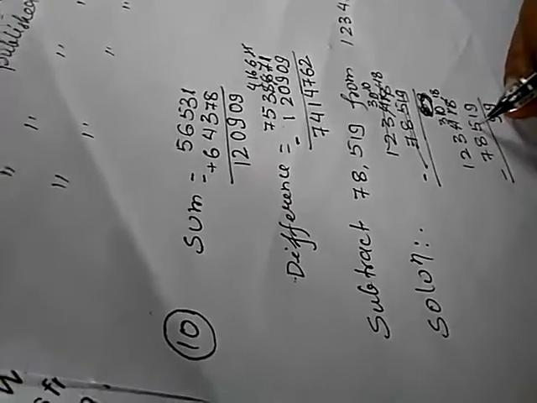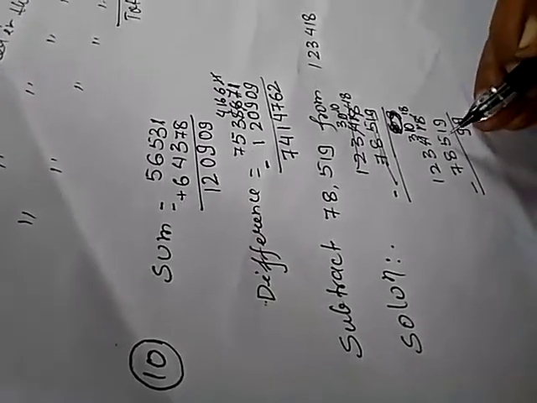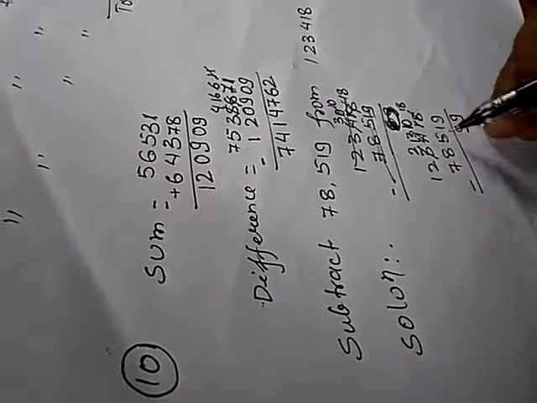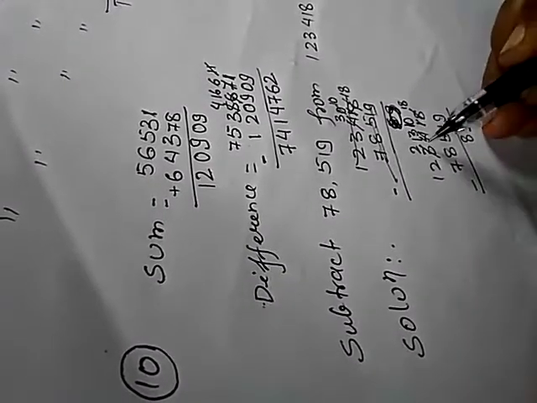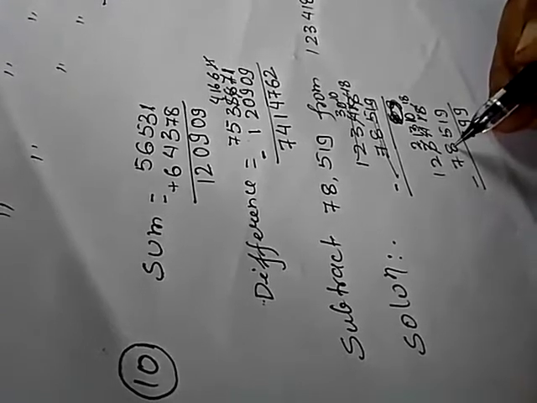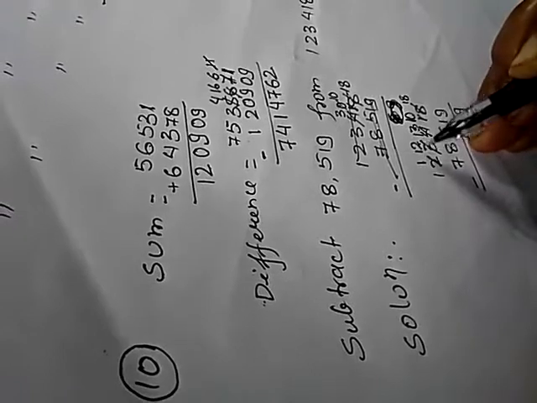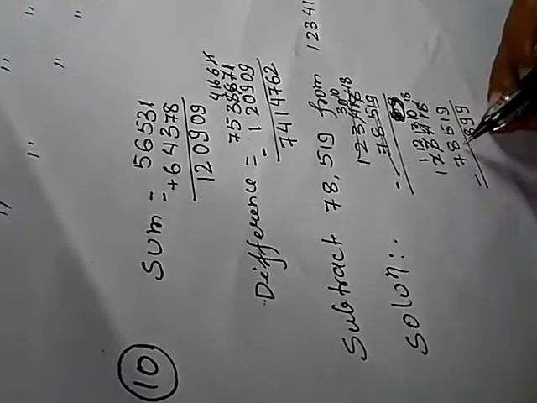Now from 3, 5 cannot be subtracted. 5 cannot be subtracted from 3. Again we have to carry here. It will become 13. It will become 2. Now from 13 we have to subtract 5. We will get 8. Now from 2, 8 cannot be subtracted. Naturally we have to carry again. It will become 12. Now from 12 we have to subtract 8.